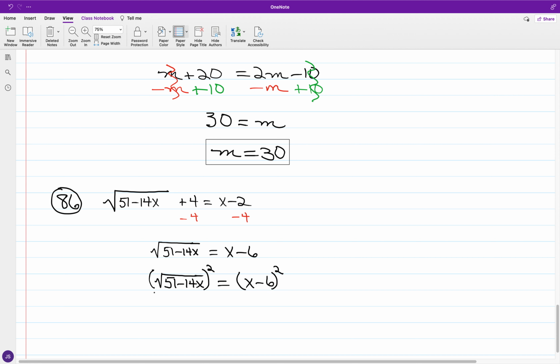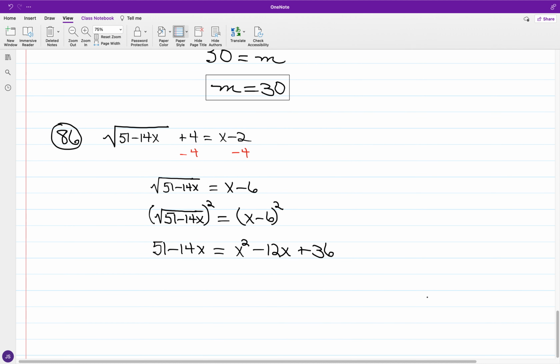So left hand side, then we have that 51 minus 14x. And for the square of x minus 6, you're looking at x minus 6 times itself. My x times x is x squared. Then we have negative 6x, and another negative 6x will make negative 12x. And negative 6 times itself, we're going to have plus 36. And we have the formation of a quadratic equation with the highest degree term on the right.